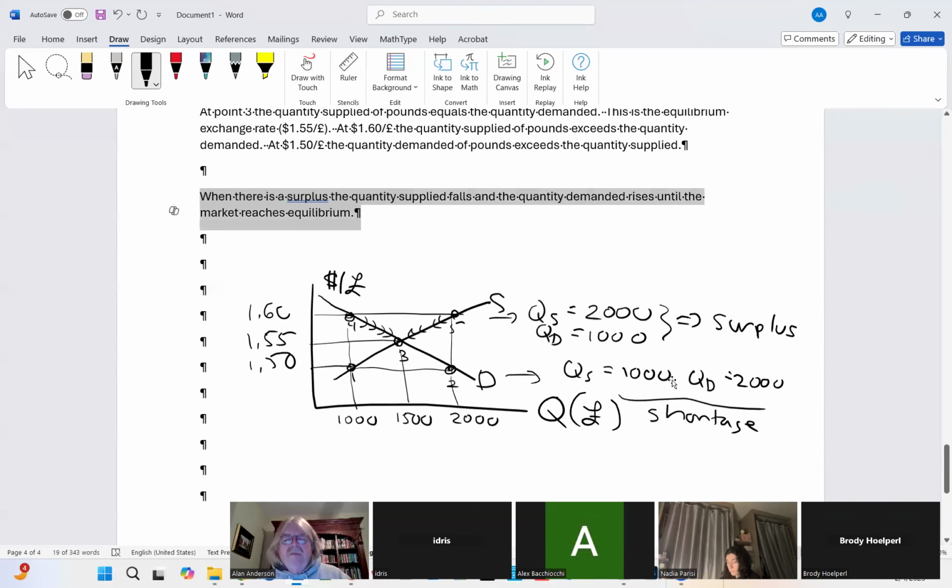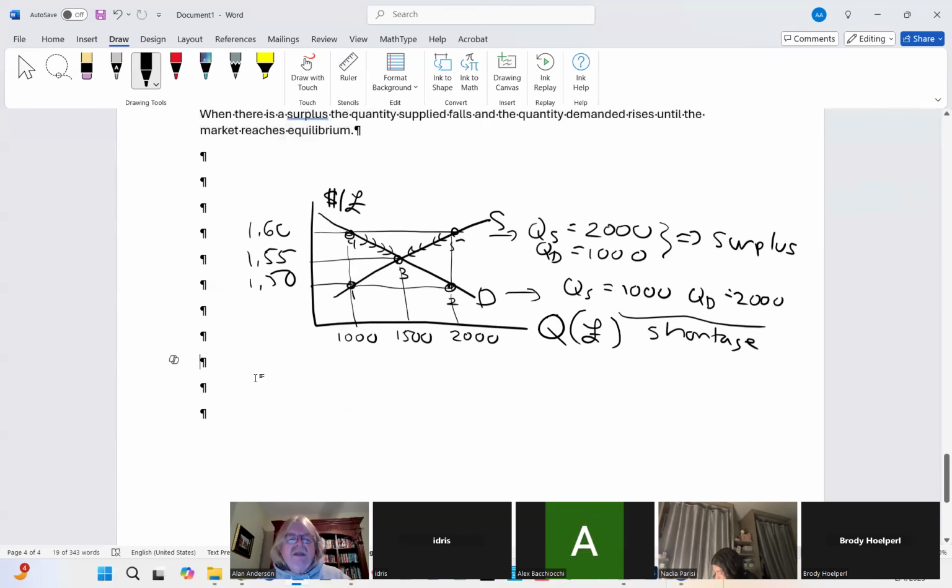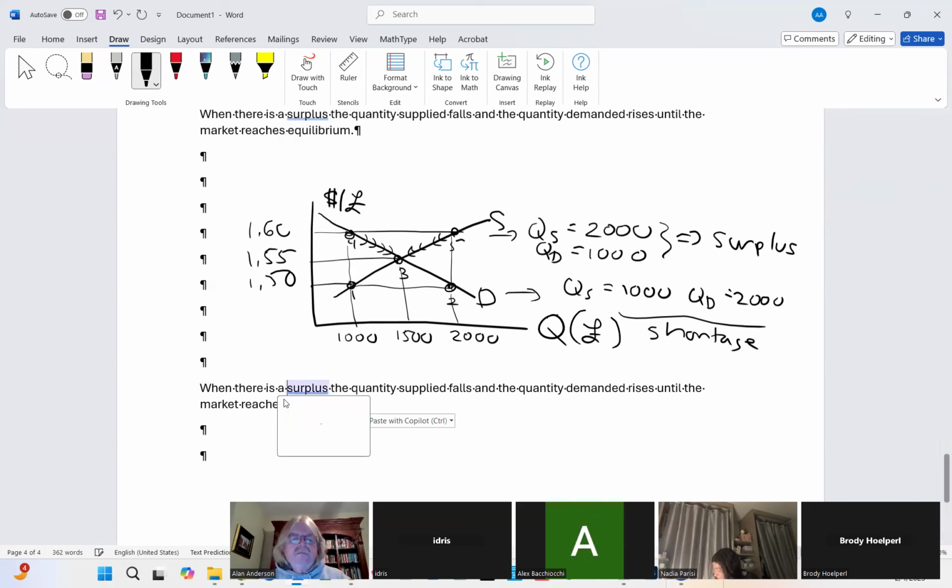Whereas if we're at the bottom, down here at points 1 and 2, meaning that there's a shortage, everything works in reverse. So here the quantity supplied rises and the quantity demanded falls until the market reaches equilibrium. So it would look something like this. The supply rises, demand falls, and here you go. We're right back at 3.